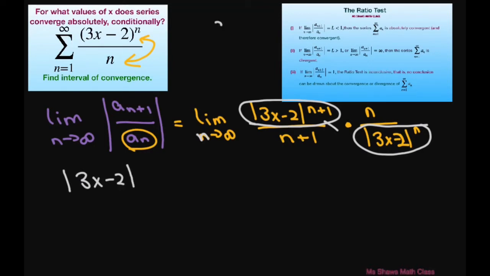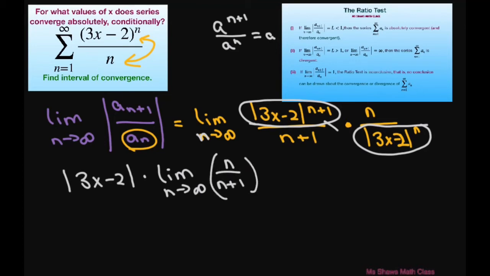Okay, so if you have a to the power of n plus 1 divided by a to the n, that just equals a. So that's what we got there. Now we still have the limit as n approaches infinity of n divided by n plus 1. Now this just equals 1. So basically, our limit equals the absolute value of 3x minus 2.